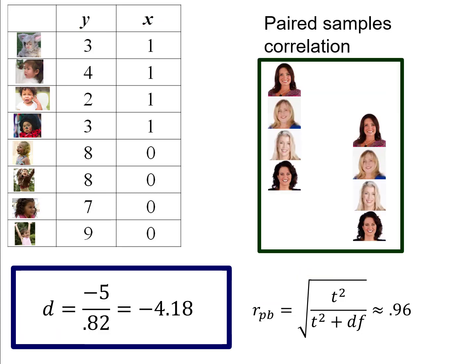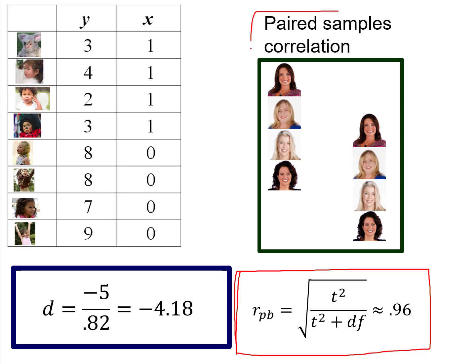One thing that could be a potential source of confusion that would be good to clarify is that just now I've been talking about this effect size correlation called a point biserial correlation. But if you recall, in a previous section for this unit, when we were talking about paired samples analysis, I talked about something called a paired samples correlation.